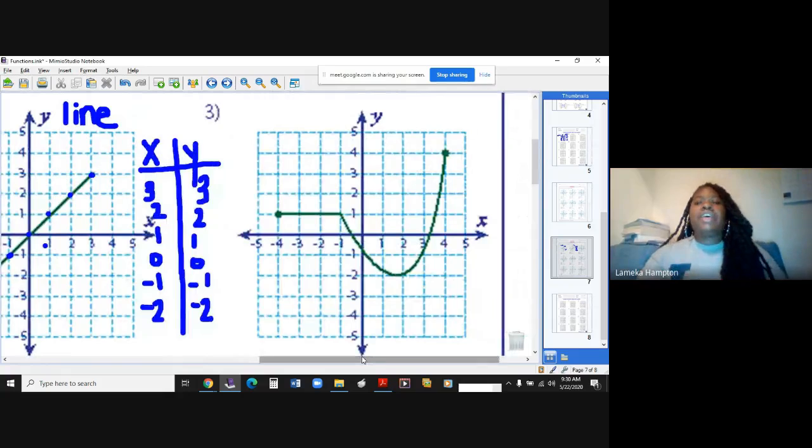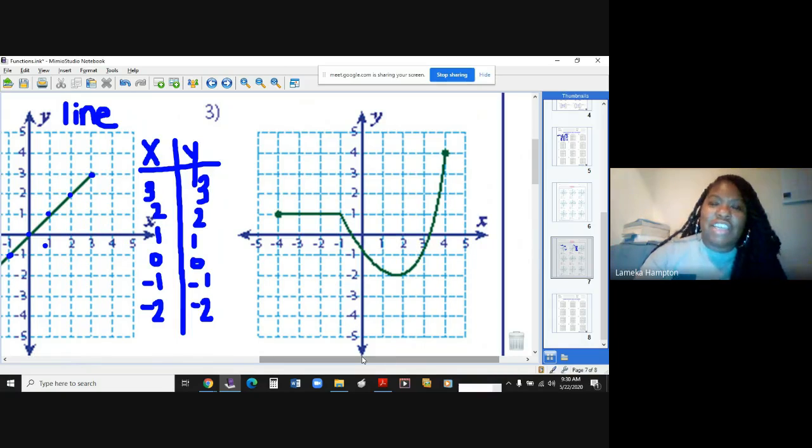And I want you to take a stab to see if this would be a function or not. You can pause the video at this time and take a guess. I'm going to give you maybe about 1 minute, or you can pause the video to determine whether or not this is a function or not. And after this, we are going to wrap up our session.